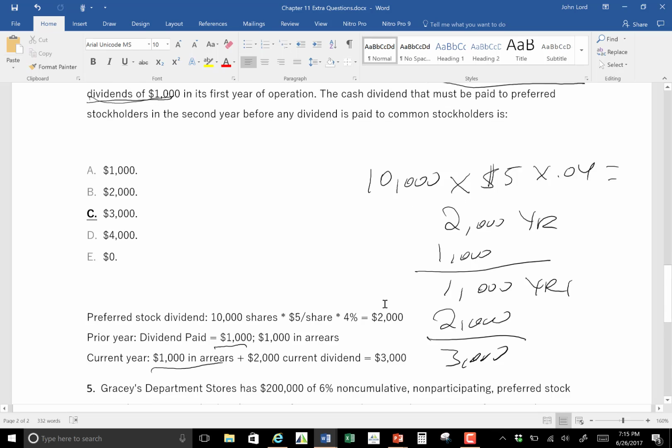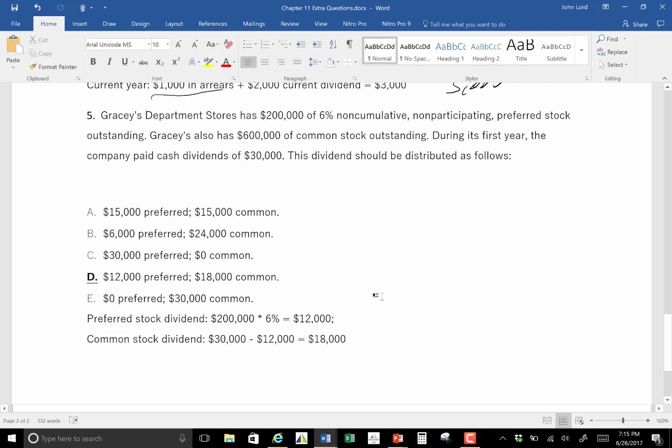Okay, let's take a look at, is there another one here? Okay, so Gacy's department store has $200,000 of 6% non-cumulative, non-participating preferred stock. Gacy's also has 600,000 shares of common stock. During the first year, the company paid a dividend of $30,000. The dividend should be distributed as follows, and notice that the preferred are going to get 200,000 times the 6%, so they're going to get 12,000, aren't they?